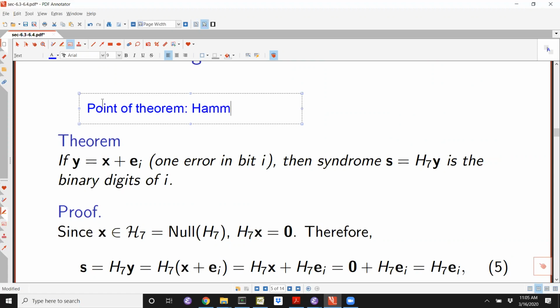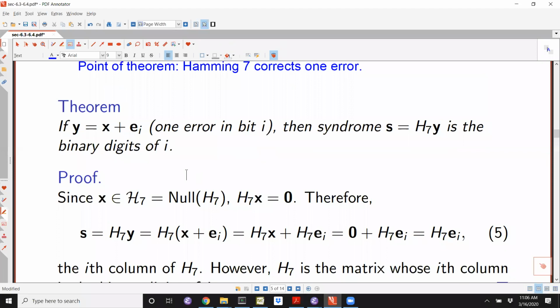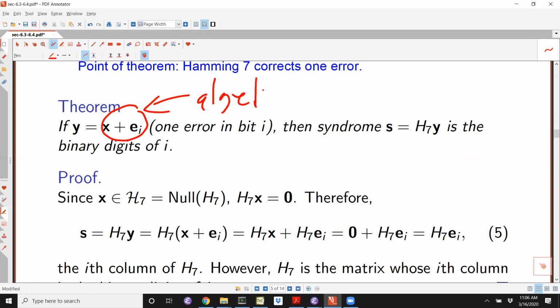Hamming 7 corrects one error. As Ishant points out, was asking, not more than one error. So remember, this little bit of algebra here is our algebraic model of making one error.